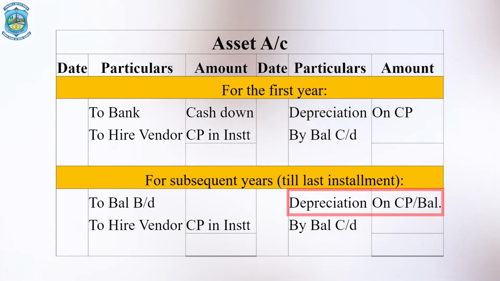And each year, since the depreciation is charged, maybe with the straight line method or with the WDV method or the reducing balance method, you need to charge it in the credit side of the asset account as by depreciation. So, that also is one of the entries to be passed in the asset account. So, now onwards each year just debit the asset account with hire vendor and credit the asset account with depreciation and keep finding the balance till the last installment is made.